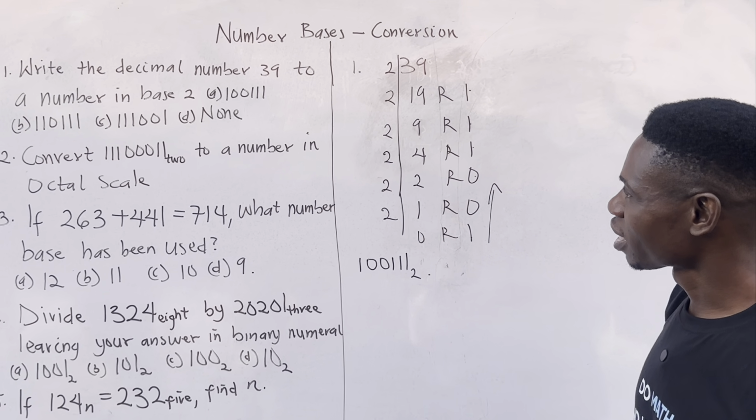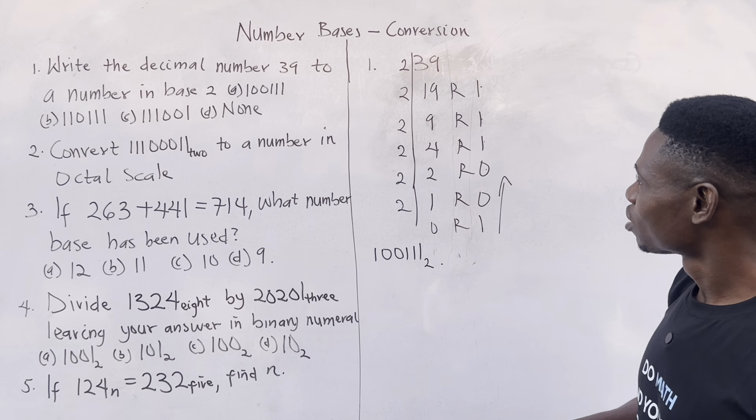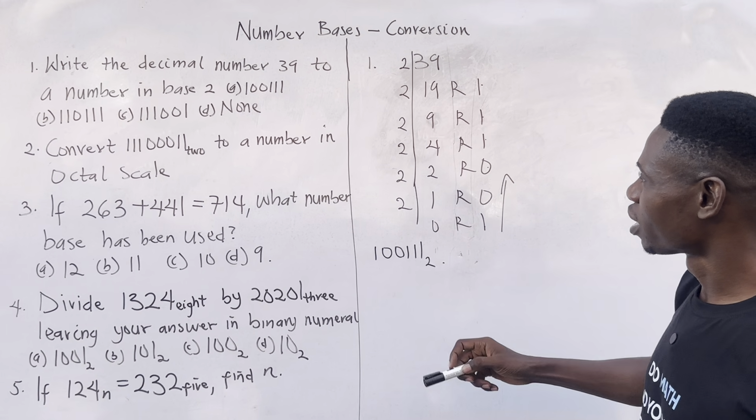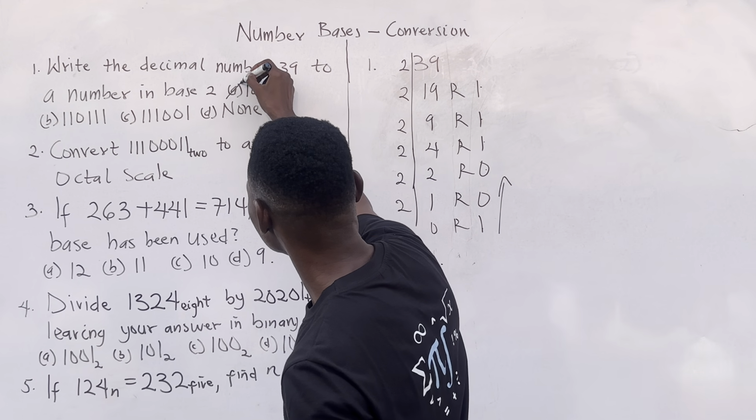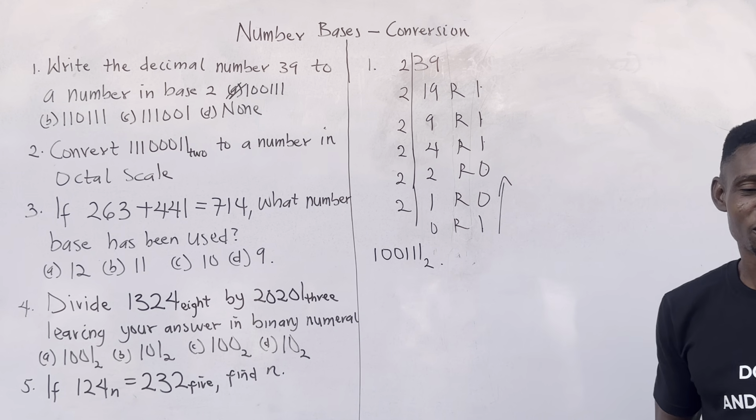So do we have an answer that looks like that? So 1, 0, 0, 1, 1, 1. That will be option A. So our answer is option A.